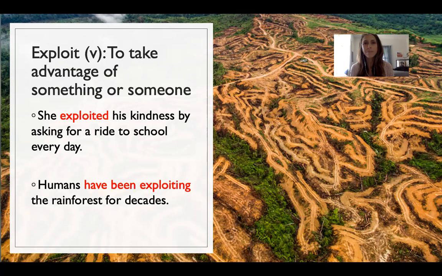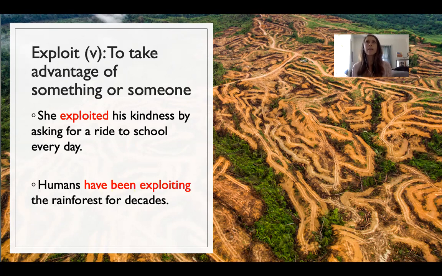And it's usually a negative word, you guys. I would say most of the time. The second one, humans have been exploiting the rainforest for decades. So that's what this photo is. It's us just destroying the rainforest for our own advantage. So exploit means to take advantage of something or someone.